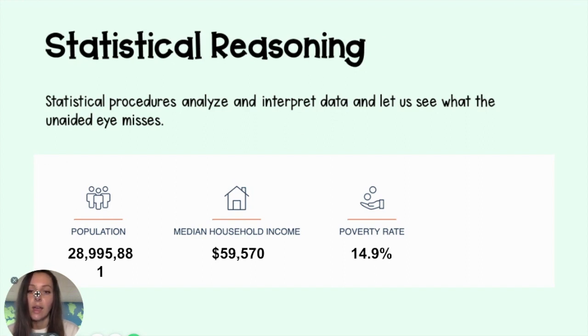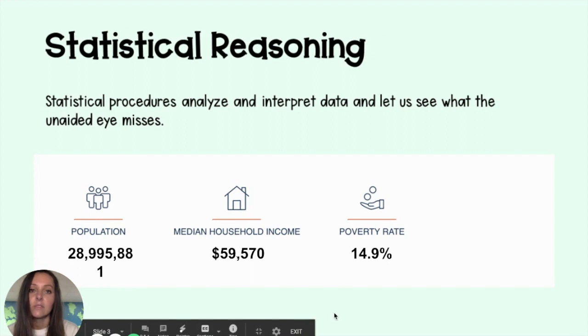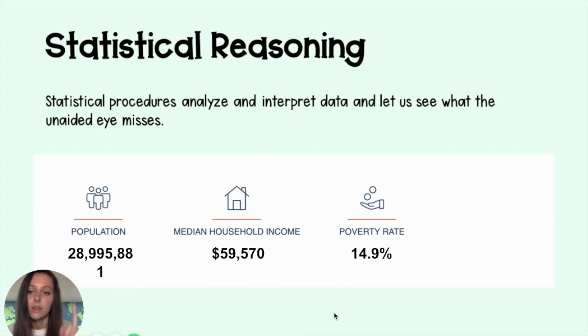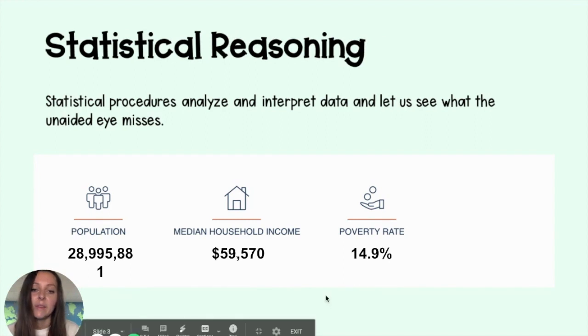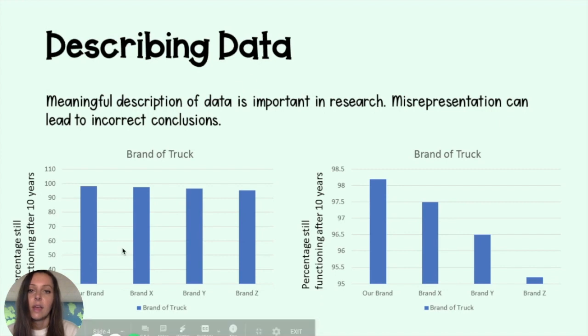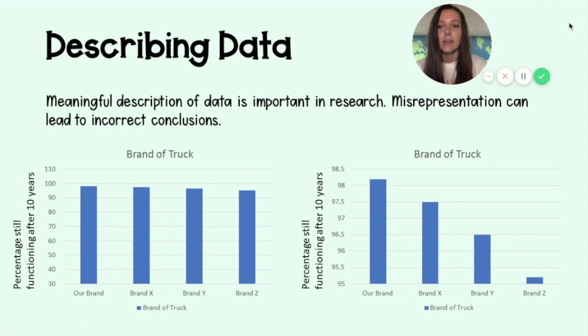So if you look at our statistics down here, we have the population, the median household income, and the poverty rate for the state of Texas. It just gives you some important information about where you live. Now, sometimes when you have to describe the data, there's certain ways that we can do that to make sure that the data is meaningful, because if you misrepresent it, it can lead to incorrect conclusions.